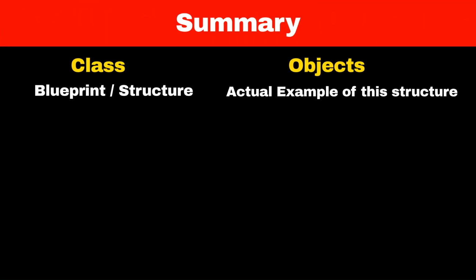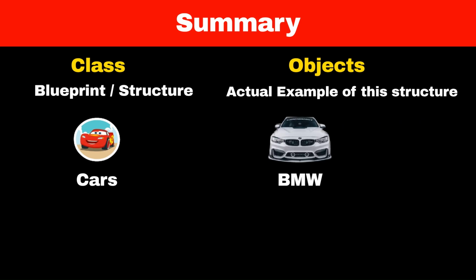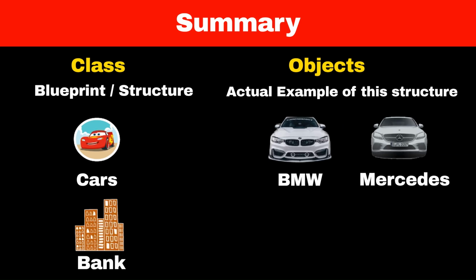So to sum up, classes are like a blueprint and objects are like actual instances of the classes. For example, a class can be Cars, which has properties like name and color, and objects can be actual cars like BMW or Mercedes. Another example can be a Bank class with variables like name and rate of interest, and objects can be actual banks like SBI and HDFC.